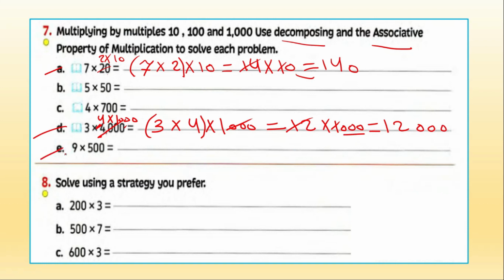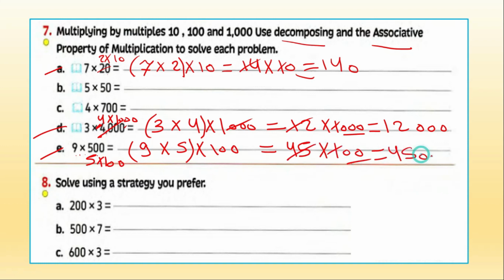The last one, 9 times 500. Decompose 500 to be 5 times 100 and then write 9 by 5 by 100. Now group 9 by 5, and then 9 by 5 equals 45 times 100 equals 45 by 1 equals 45 and drop 2 zeros. Okay.